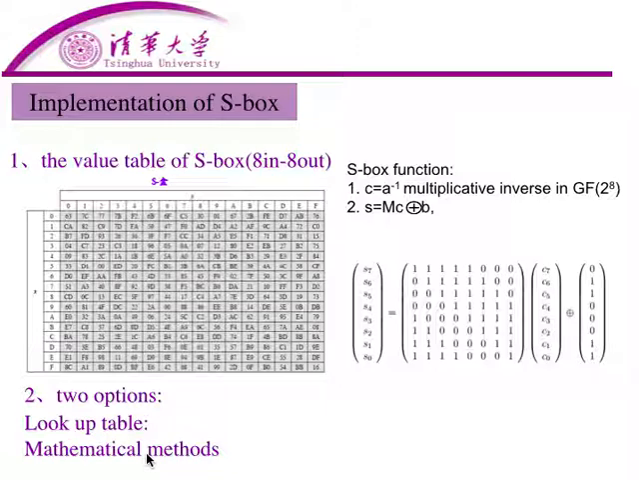Another way is to use mathematical methods, since the S-box function can be defined in this way. It is defined by two sub-steps. The first sub-step is to get the multiplicative inverse of A in the field of 2 to the power of 8. And then the second sub-step is to do an affine transformation like this.